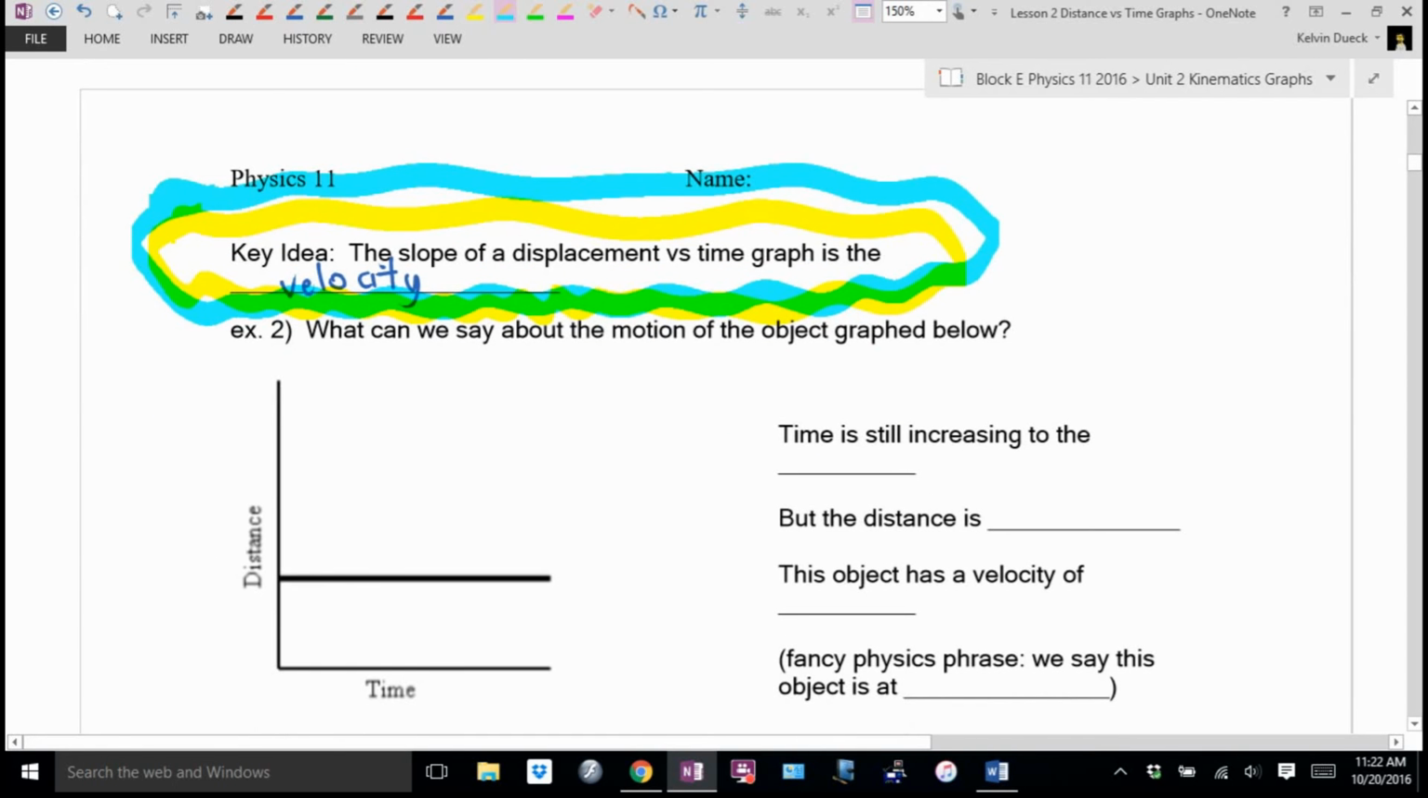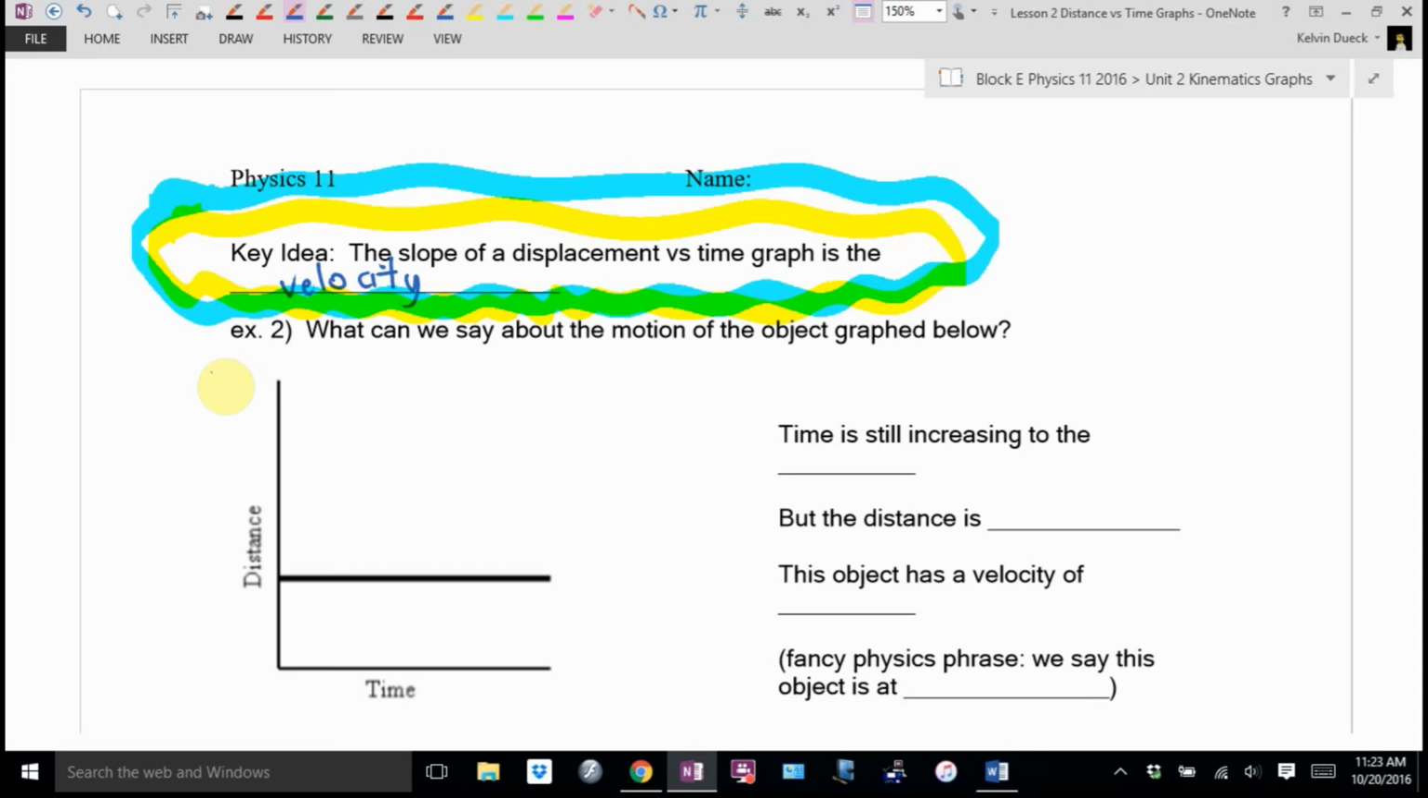So let's look at an actual graph. These are graphs that are just sketches. I'm not going to worry about putting a title or an axis or labeling. I just want to see if I can spot the shape. It says, what can we say about the motion of the object in the graph below? First thing I always check is, what kind of graph is it? What's on the y-axis? What's on the x-axis?